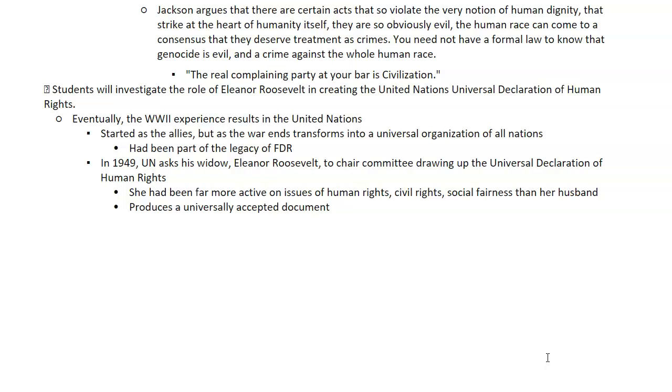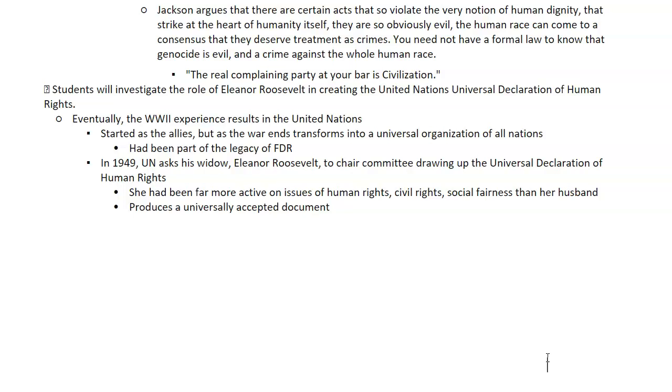Eleanor was just the opposite. The wife spent the whole New Deal trying to push Franklin into recognizing human rights, civil rights, social justice, social equality, and so on. When the war ends, we create the United Nations to try to prevent war ever happening again. It started off as the Allies, but as the war ends, the United Nations transforms into a universal organization of all countries, and it had been part of the legacy of FDR. In 1949, the new UN asks his widow, Eleanor, to chair a committee drawing up the Universal Declaration of Human Rights.